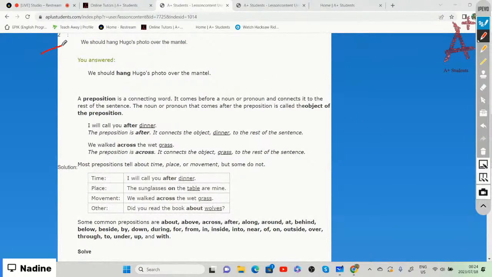All right. We should hang Hugo's photo over the mantle. We need to select the noun or pronoun which is the object of the preposition within the sentence. So we basically need to identify the object of the preposition within the sentence. But to make things a bit easier, we are going to identify both the preposition as well as the object of the preposition.